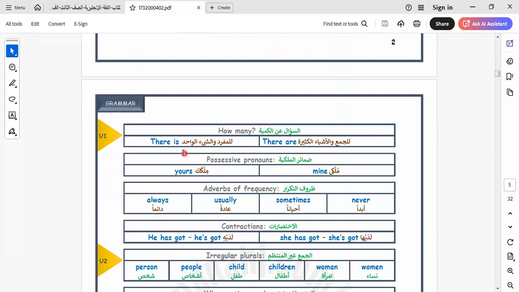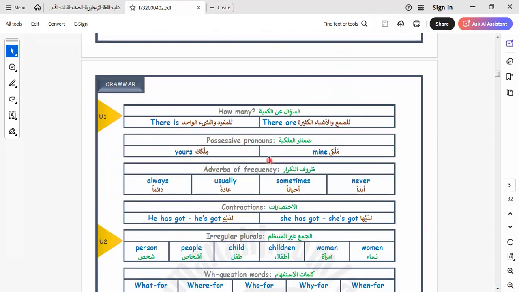In this unit, we talk about there is and there are. We know there is is used with a singular noun, singular form, and there are with a plural form. We talk about possessive pronouns, meaning that something belongs to me.